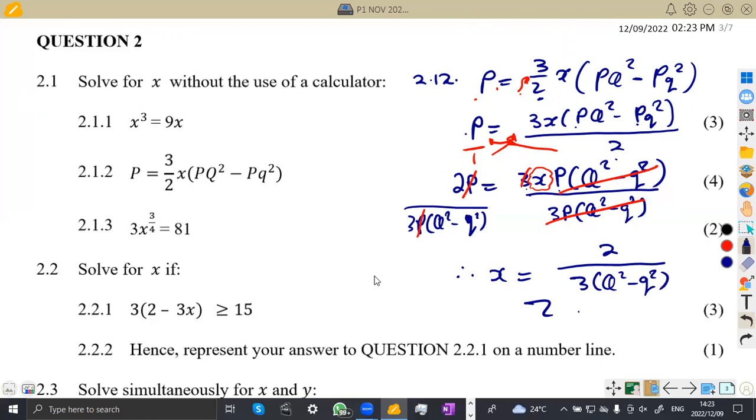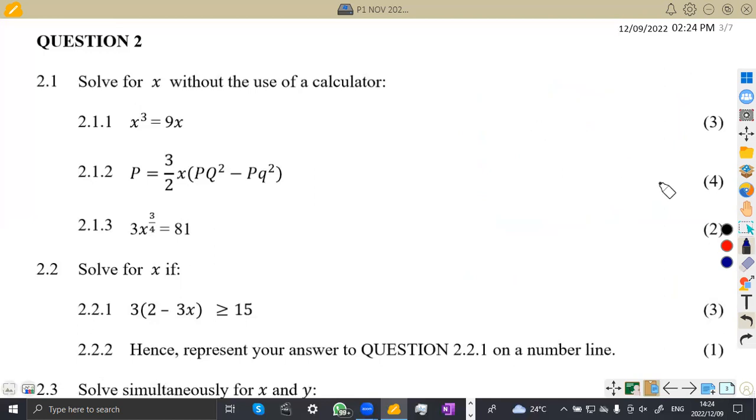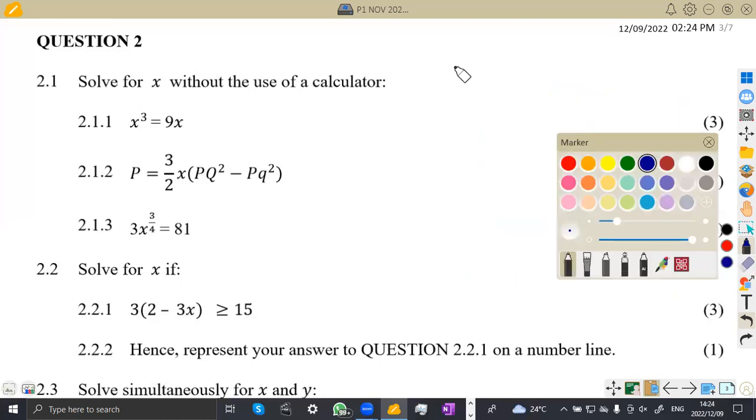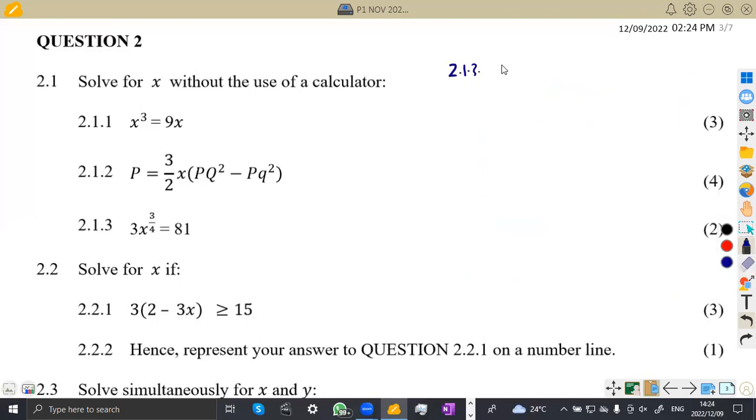All right. On 2.13, we are still given an equation, under exponents, or exponents is just one and the same thing. So in this case, we are given that 3 by, x to the exponent of 3 over 4 is equivalent to 81.